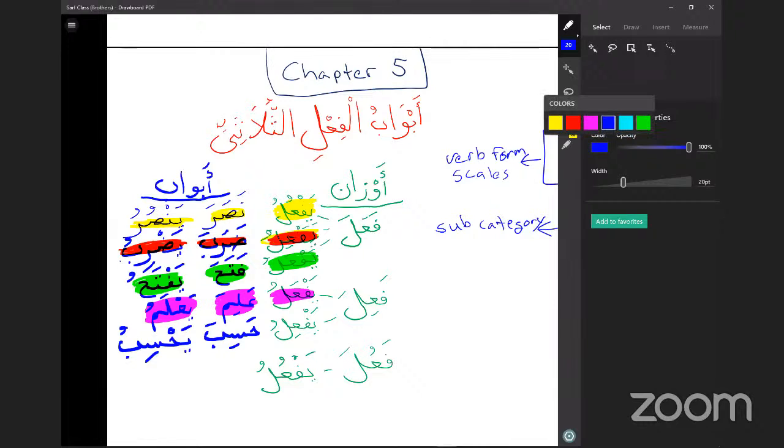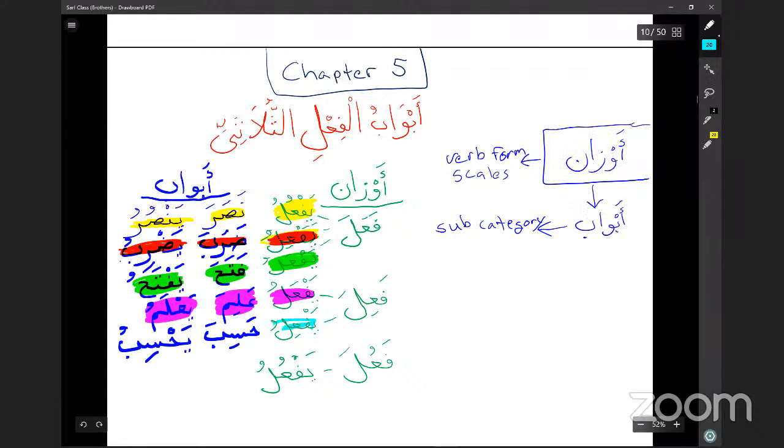So فعل يفعل is حسب يحسب. Now this fi'l حسب يحسب, in reality you might see it حسب يحسب. It can actually be يحسب or يحسب. However, for the sake of this abwab, it goes under فعل يفعل حسب يحسب. Okay, we have one bab remaining.